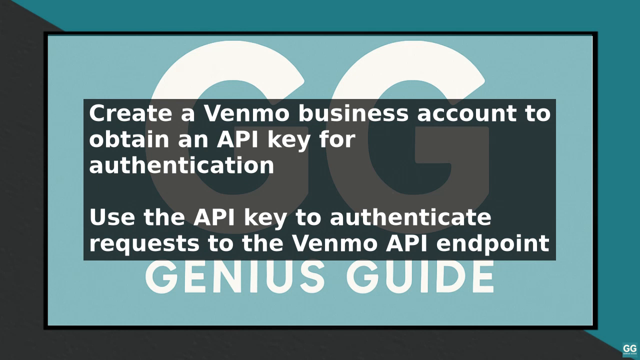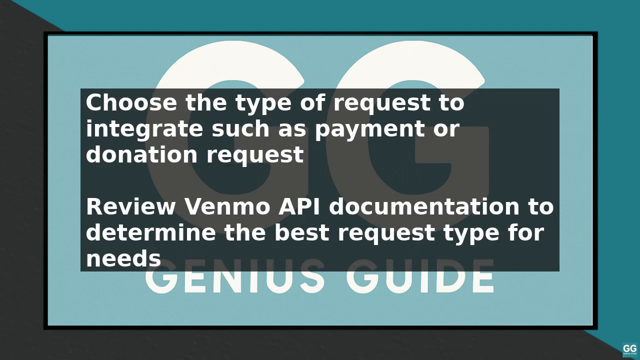Next, you will need to choose the type of request you want to integrate, such as a payment request or a donation request. Each type of request has its own set of parameters and requirements, so be sure to review the Venmo API documentation to determine which one is best for your needs.